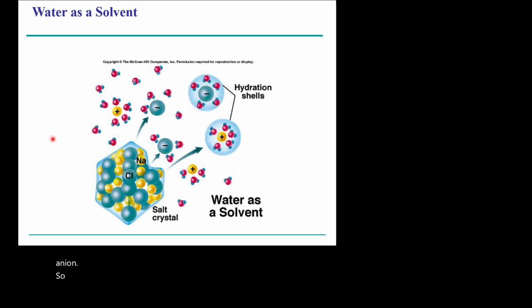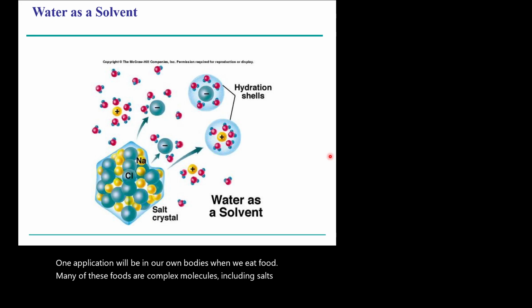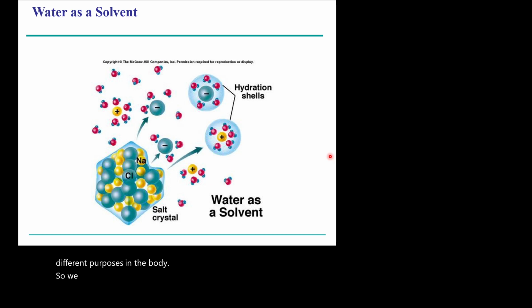So why should we care about this in biology? Well, one application would be in our own bodies. When we eat food, many of these foods are complex molecules, including salts, and our body needs to be able to break those complex molecules down into their components, absorb that, and then use it for different purposes in the body. So we need to have water in order to do that. Our body is mostly made of water in terms of its makeup, but you also have to consume liquids to facilitate this process and aid with breakdown of food and digestion.